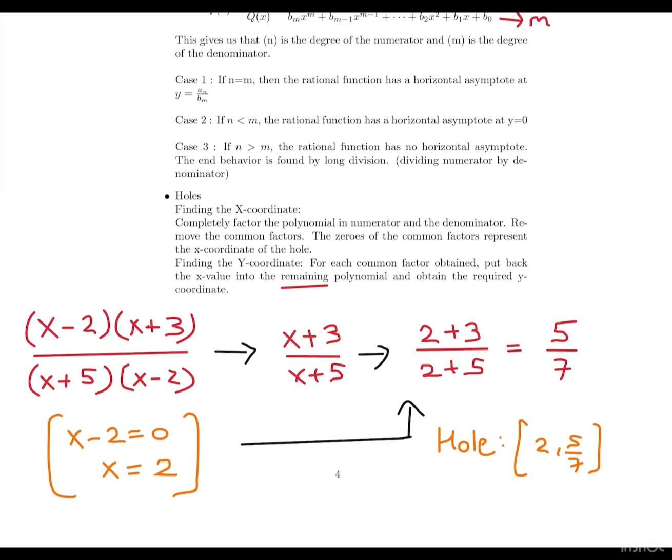I plug in x equal to 2 into the remaining polynomial, which gives me 2 plus 3 upon 2 plus 5, which is 5/7. So I have the coordinates of my hole as 2 comma 5 by 7. Now, a mistake many people make is that they consider x equal to 2 to be a vertical asymptote. But as I mentioned above, the numerator should not be equal to 0. In this case, x equal to 2, the numerator also tends to 0 as well as the denominator. So this will not be an asymptote, rather it will be a hole.